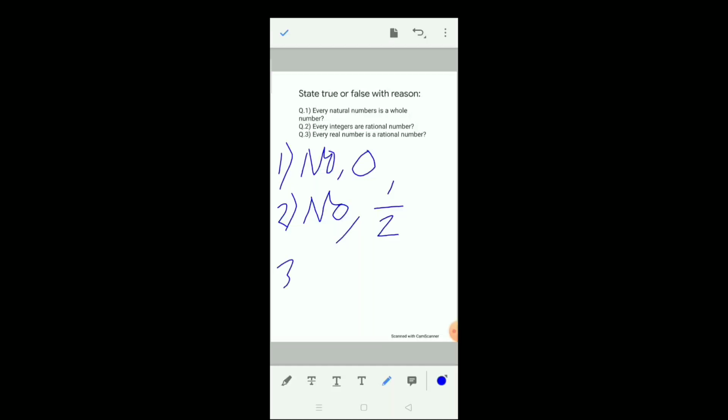So what is our third question? Third question is, every real number is a rational number. Is every real number a rational number? Yes, because real number is the combination of rational numbers and irrational numbers. So that is why every real number is a rational number.